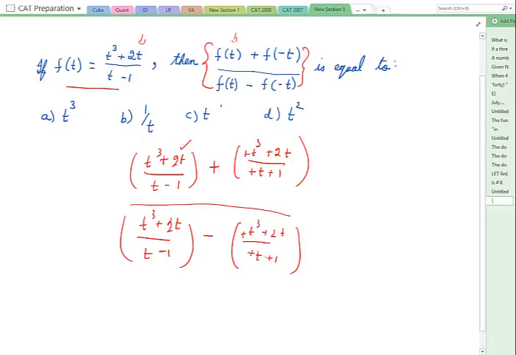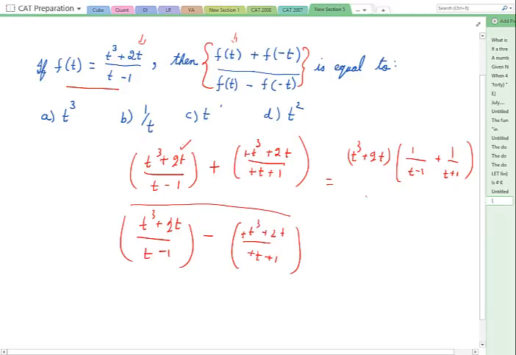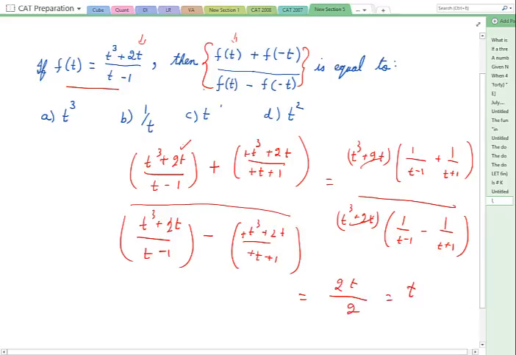And once you have done a few of these, you should be able to do such stuff very quickly. So now you can take t cube plus 2t common from numerator and denominator. And what you will be left with is 1 by t minus 1 plus 1 by t plus 1. And the same thing in the denominator, t cube plus 2t, and what you're left with is 1 by t minus 1 minus 1 by t plus 1. And you can cancel this, and then you can move all this around, t plus 1. So this becomes 2t by 2, or equal to t. And hence C will be the answer.